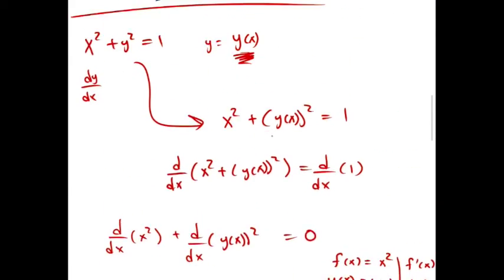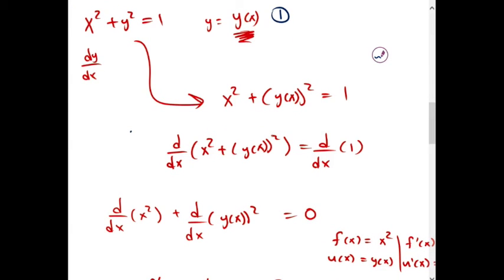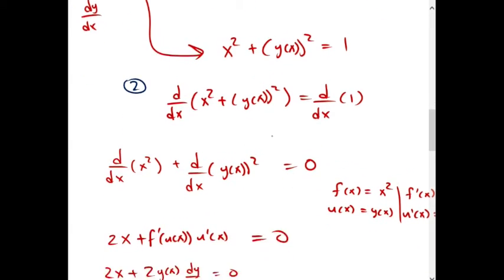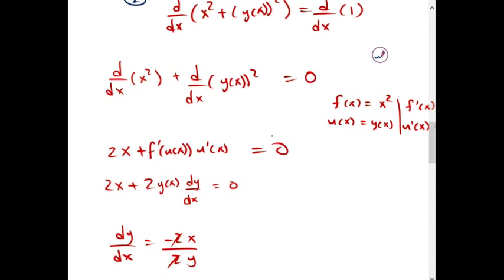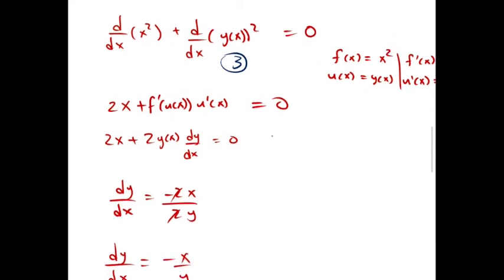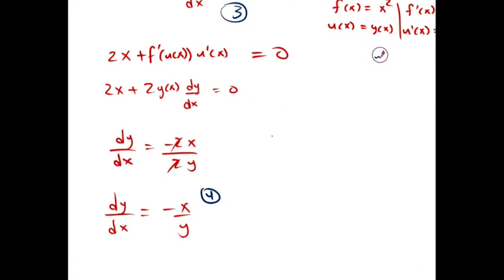So the basic method of implicit differentiation is just write y as y of x, then differentiate both sides. Use the chain rule on your y wherever you see it, and then solve for dy/dx. And you'll see more of this in the example.